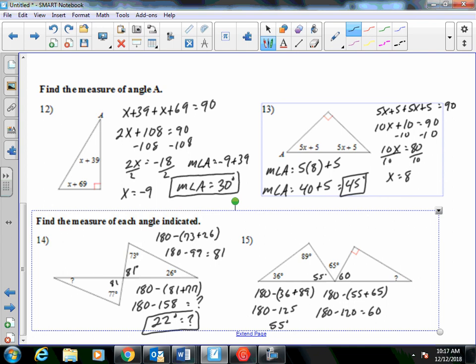And then for the last angle, now I know two angles in this triangle, so these two subtracted from 180, or since this is a right triangle, I know that the two acute angles have to add up to 90. So 60 plus the question mark is going to equal 90, or subtract the 60. And my question mark is going to end up being 30.